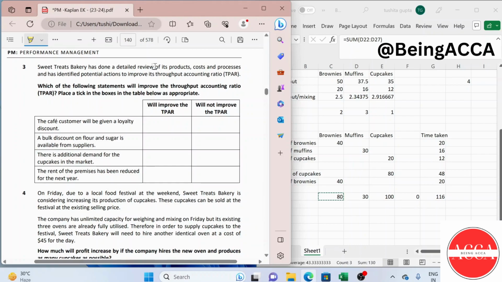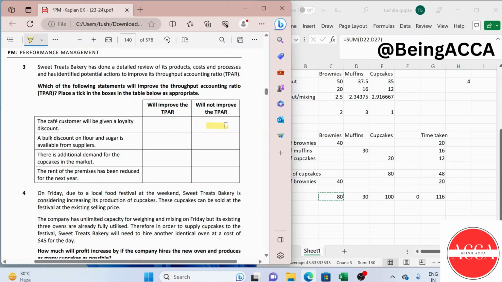Okay. The first statement says the cafe customer will be given a loyalty discount. Giving a loyalty discount will reduce the revenue that you are collecting, right? So this will result in a decrease in your TPAR also. That is why this is not going to improve your TPAR. Going to the second statement, a bulk discount on flour and sugar is available from the supplier.